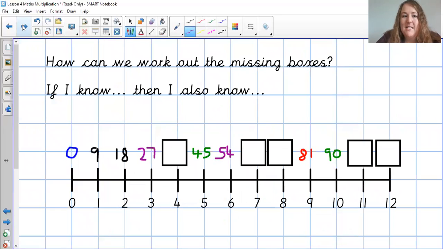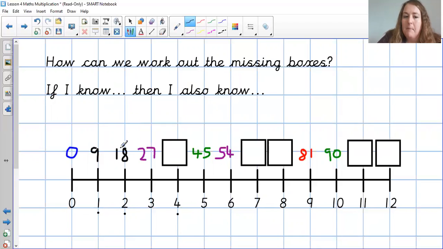How can I work out the missing boxes? If I know, then I also know. So I've used different colours, so you can't just copy the colours this time. But in my black colours, I've got my 9, my 18. Oh, but there's some blank boxes. Now, if I remember my doubling, I started with 1, then I doubled to 2, and I doubled again for my 4. So this I know would be in my black colour.